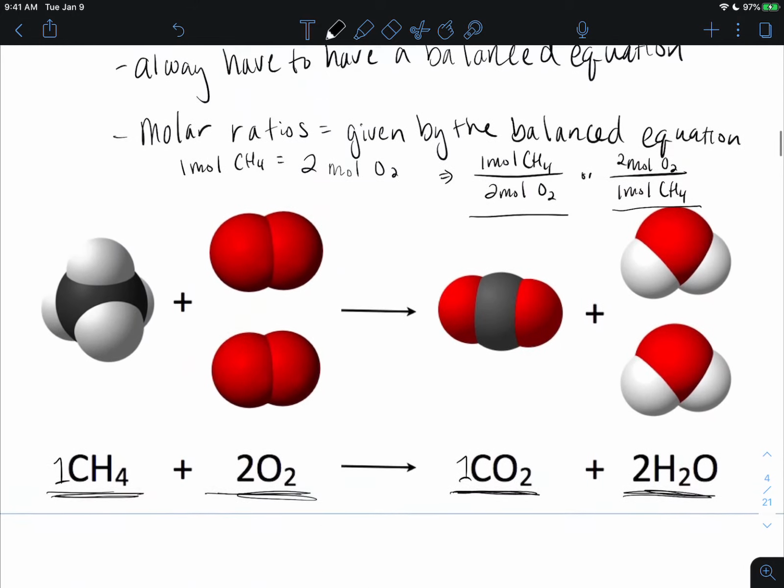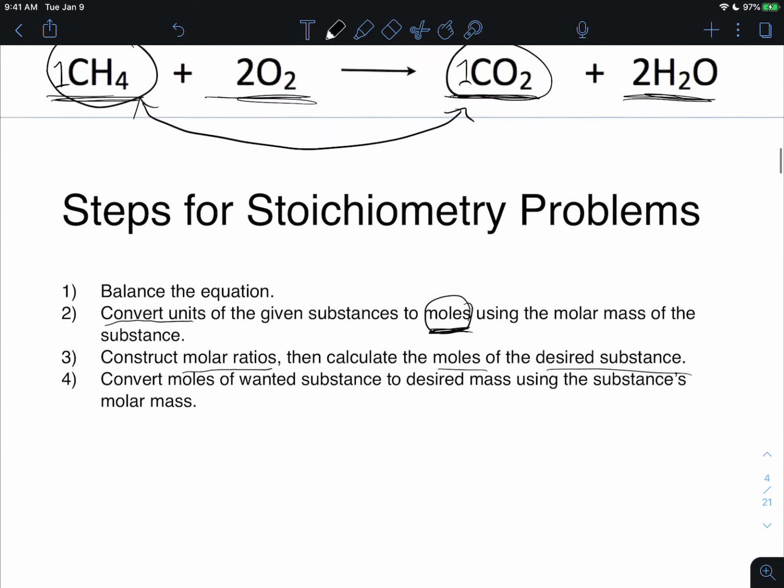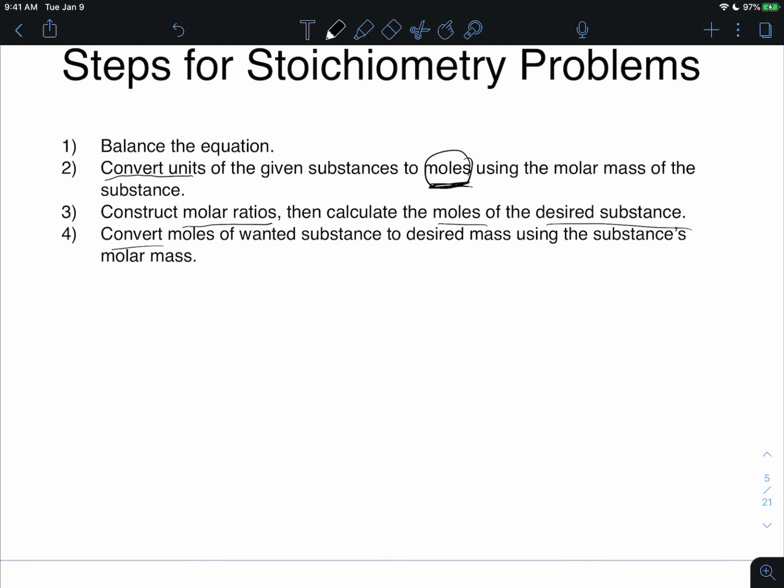So again, looking back at this equation, if we start out with methane and we want to go to carbon dioxide, we want a molar ratio that includes both of these species. We want the one that we are desiring at the end to be on the top of our molar ratio, the one that we want to get rid of on the bottom. Then you're going to convert your moles of your wanted substance, and then you can get your desired mass using your substance's molar mass.